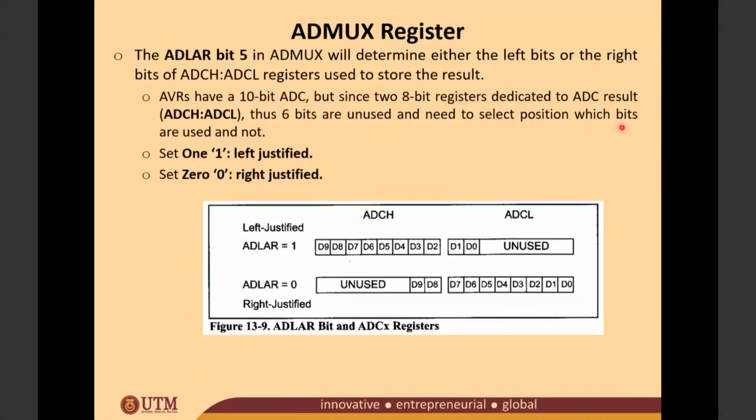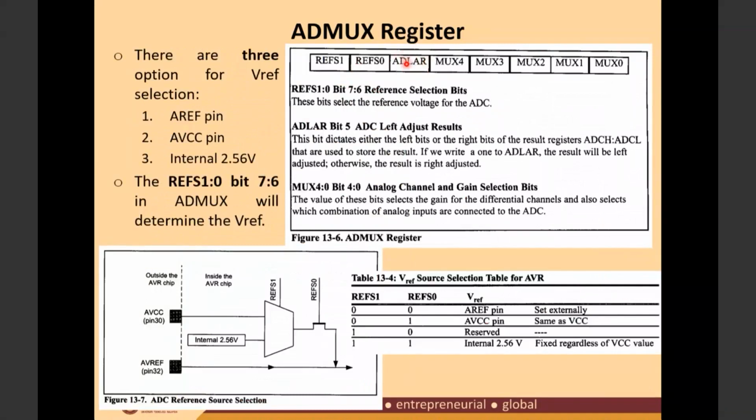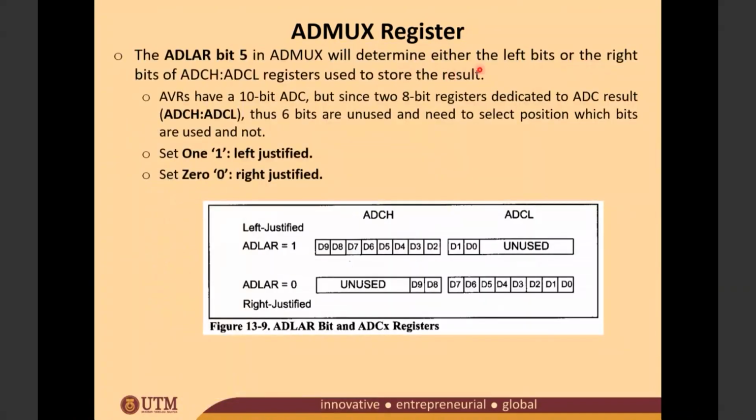And last but not least is ADLAR. Under this ADMUX, bit number 5 here will determine whether the left bits or the right bits of the ADCH ADCL register are used to store the result. So this is your ADC. Your ADC is 16-bit, although we only use 10-bit for the ATmega32. So you have the ADCL for the lower byte and ADCH for the higher byte.